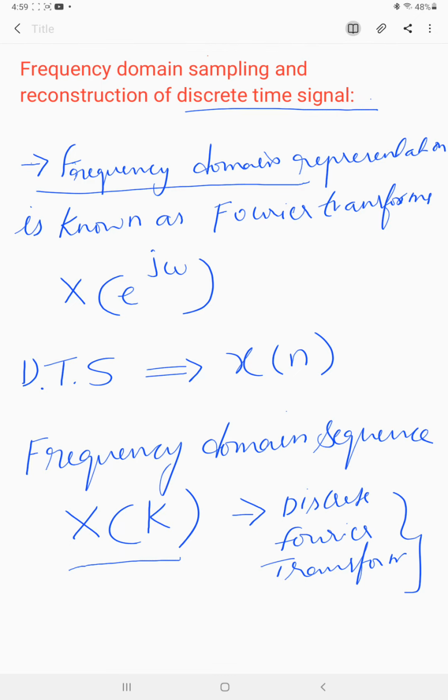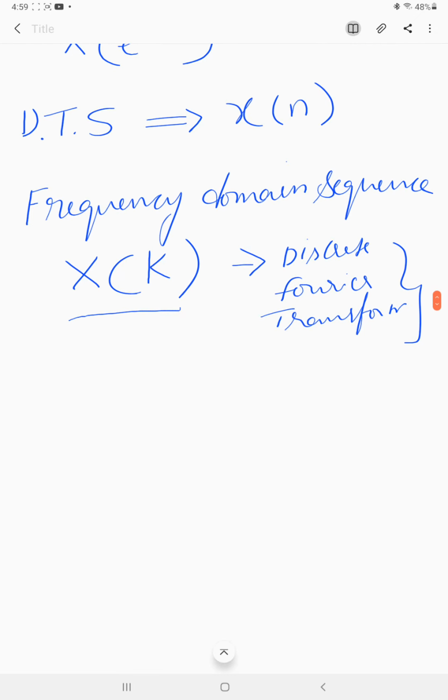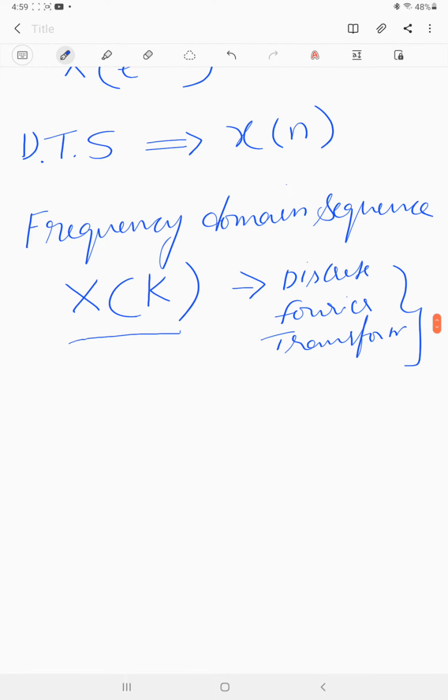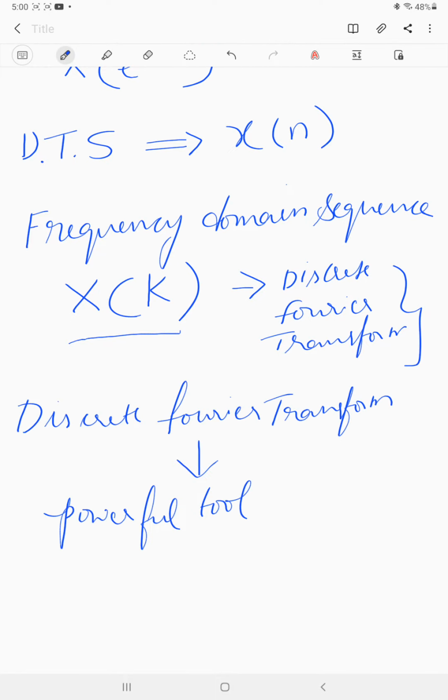This discrete Fourier transform is a powerful tool to perform frequency analysis. Hence, we go with the discrete Fourier transform to perform the frequency analysis of a discrete time signal.